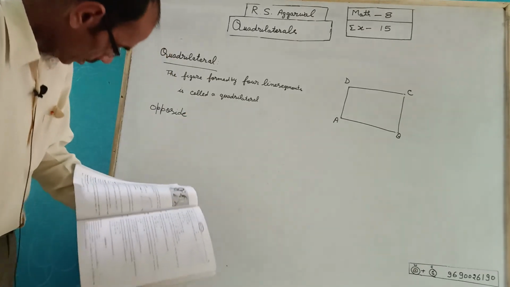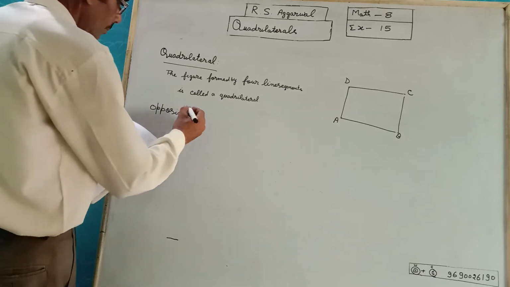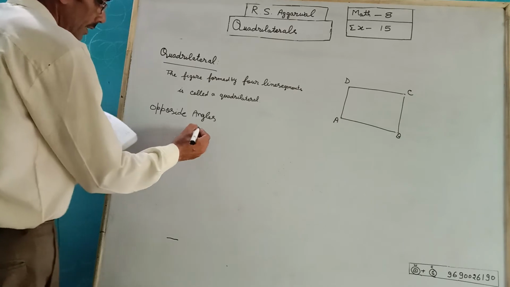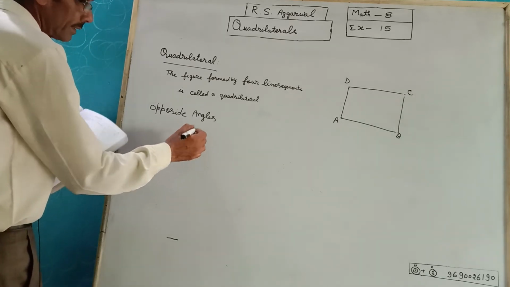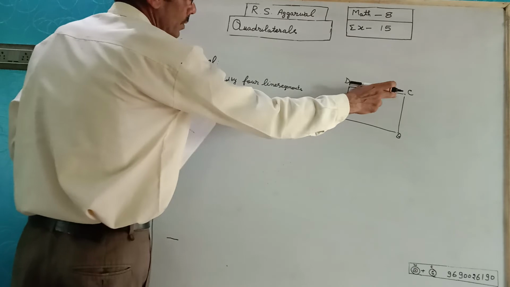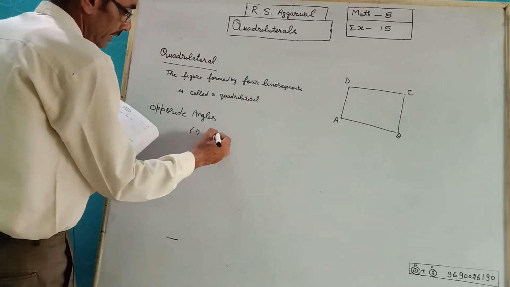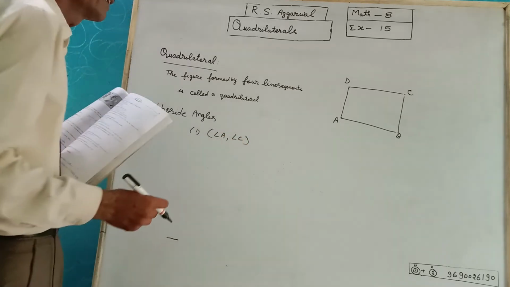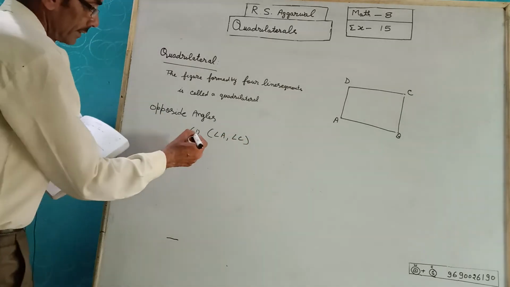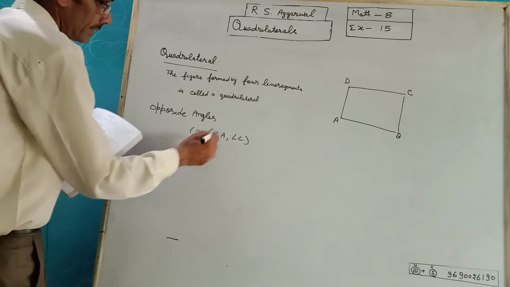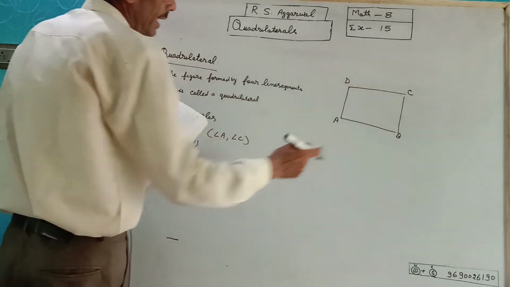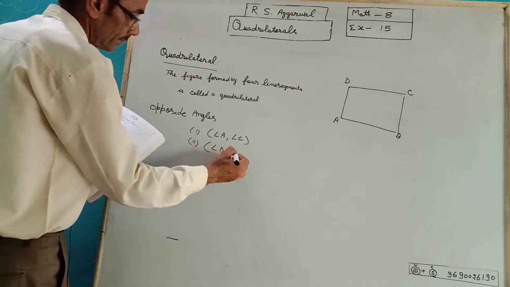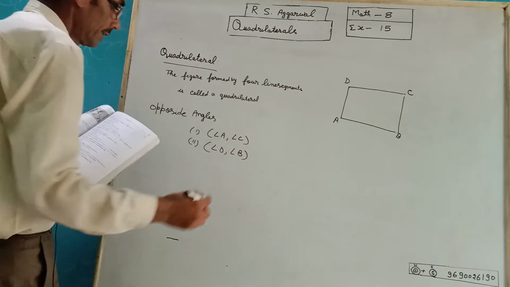Next is opposite angles. First pair is angle A opposite angle C. We call them opposite angles. Second pair is D and B, called opposite angles.